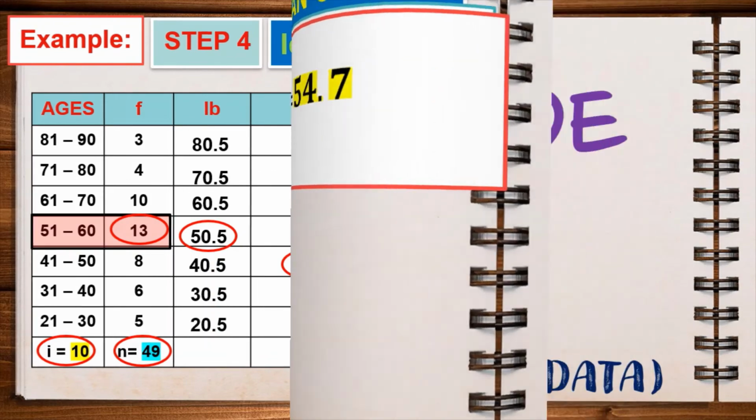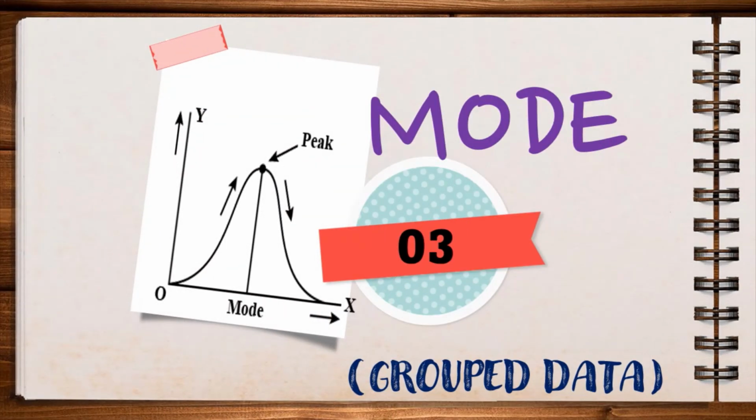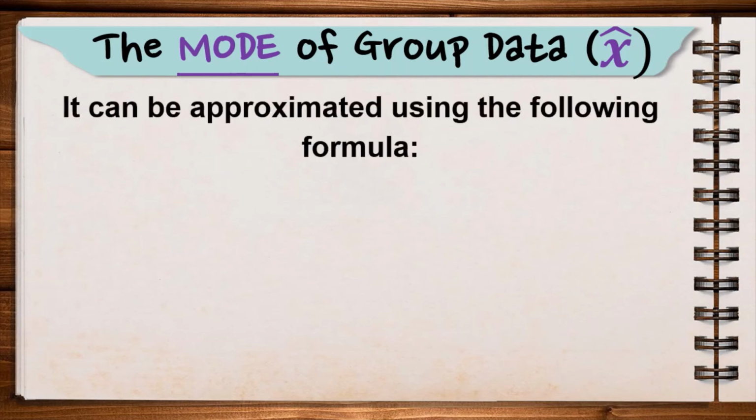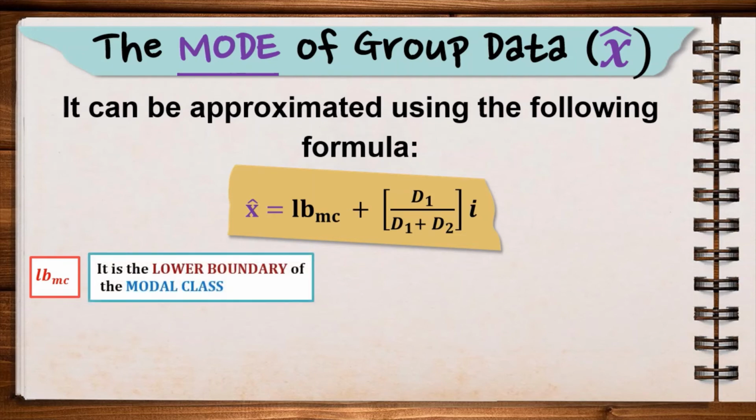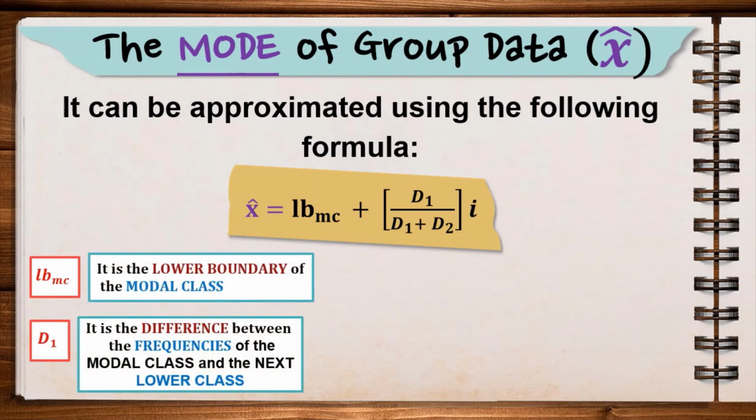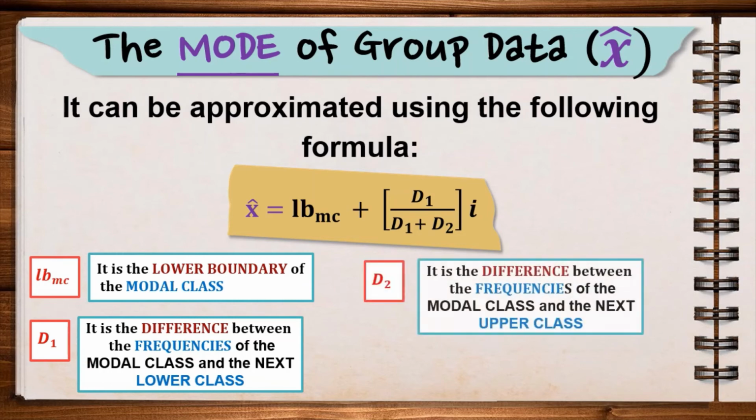Next, mode. So, hanapin po natin dito yung pinakamaraming age na nagka-COVID. So, it can be approximated using the following formula. This one. So, yung lower boundary of the modal class, yan po. And then, yung D sub 1 po, yung difference between the frequency of the modal class and the next lower class. Then, the D sub 2, that is the difference between the frequencies of the modal class and the next upper class. Then the I, the class interval.